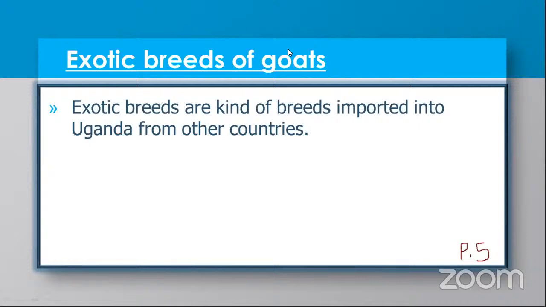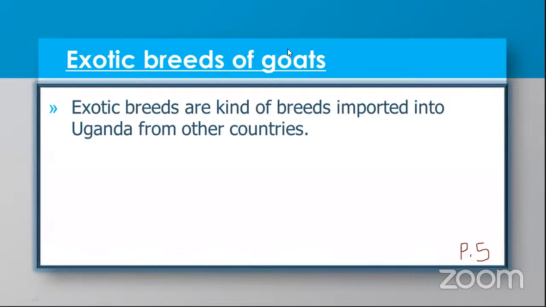For example, there are breeds that come from Europe to Uganda. So people import them. And why do people bring them into the country? They are imported because of their quality. They produce quality milk. They produce quality meat, better than these ones of ours, better than the local ones. That's why people import them into the country.